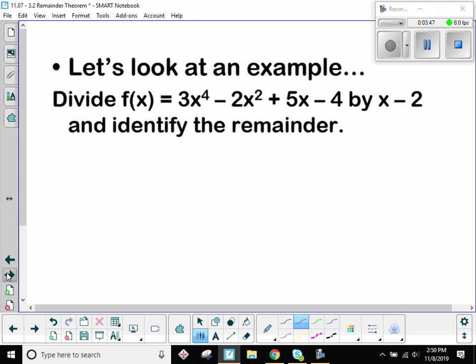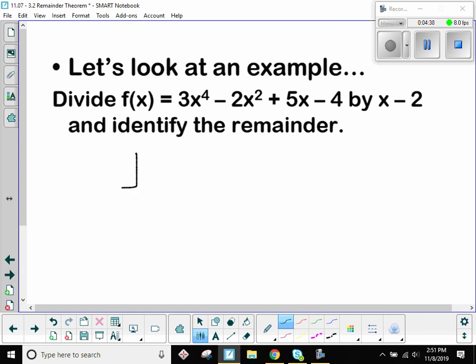Where have you seen that function before? It's the warm-up that we just did, right? It was the warm-up where we plugged in 2 and we got what? 46. Okay. Here's what I want you to do right now with this problem. I want you to do synthetic division on this problem. You do not have to add the x's back in at the end. I only want you to look at your remainder. Identify the remainder.